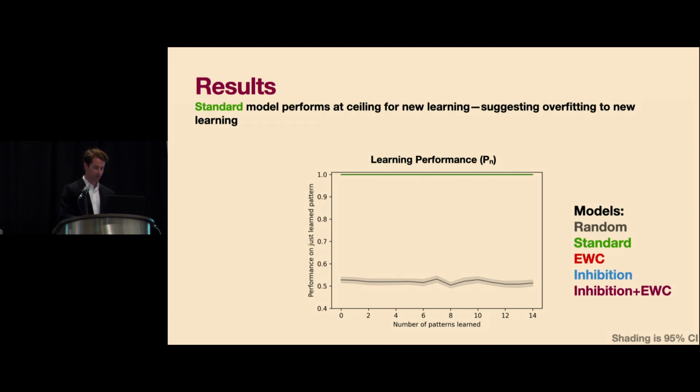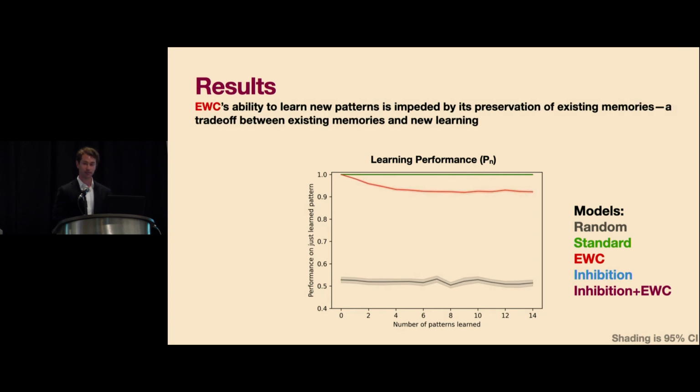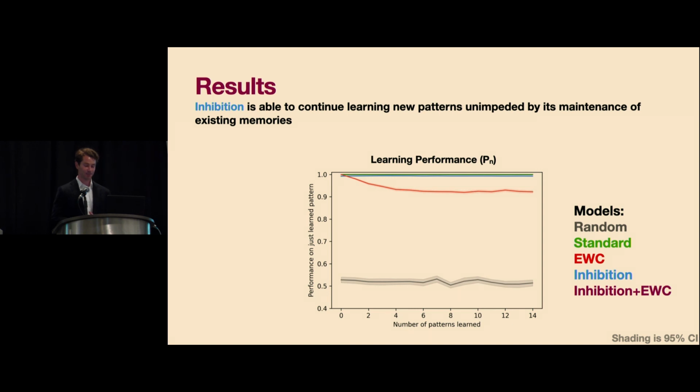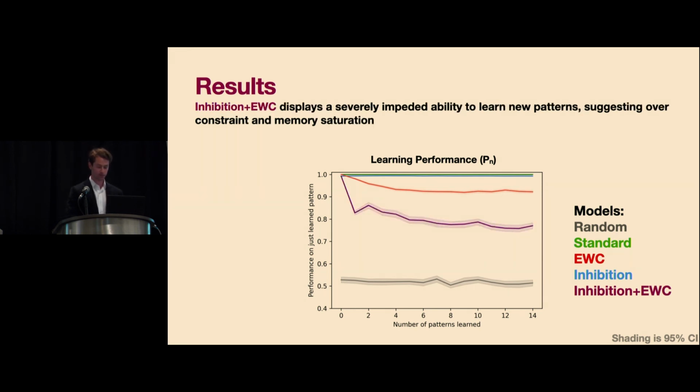By contrast, elastic weight consolidation saw a significant decline in learning performance over the course of the task, and this is indicative of the trade-off that exists between preserving existing memories and learning new ones. The model with inhibition, however, performed almost indistinguishably from the standard autoencoder. I promise it's there, it's just very close, indicating that its learning ability is largely unimpeded by its maintenance of existing memories. The model with both inhibition and elastic weight consolidation, by contrast, saw the most severely impeded ability to learn new memories, which suggests that it's overconstrained and is becoming memory saturated.